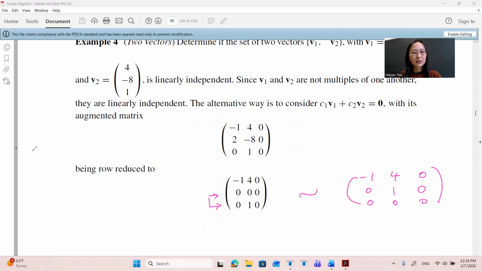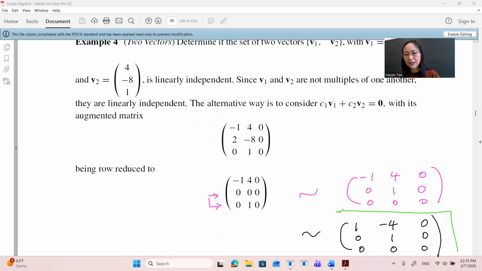And then we can still do one more step, because the first equation, we can scale it, multiply each entry by -1. So it becomes +1, -4, 0. So the second row is still the same as before. The third row is a row of zeros. And now with this final form, we're ready to decide.